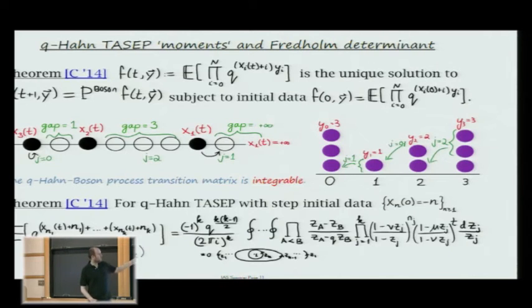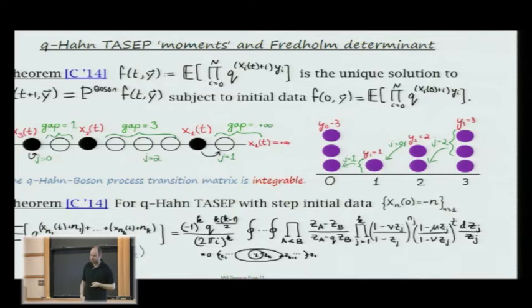So this is the same observable as before. This is a function of time and then these occupation variables. And the theorem is that if I want to know this, then it actually satisfies the closed autonomous evolution equation involving the transition matrix of the Q-Hahn boson process.